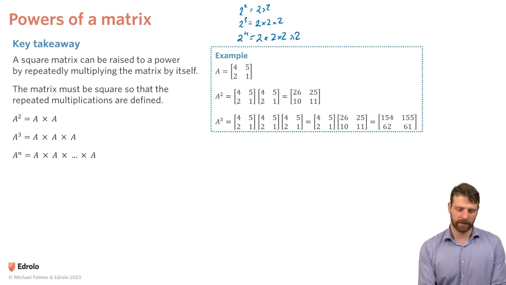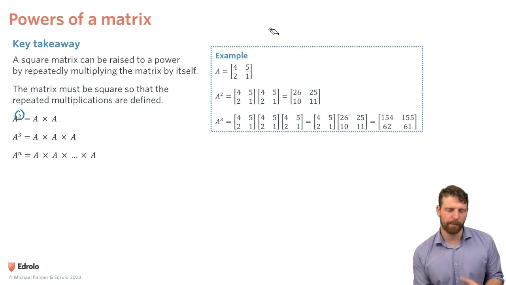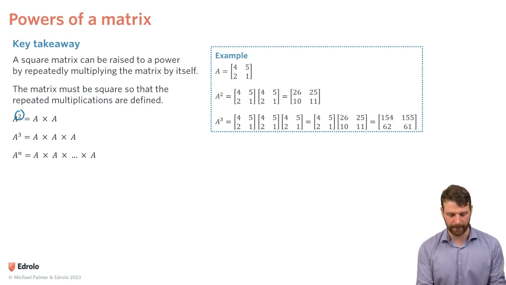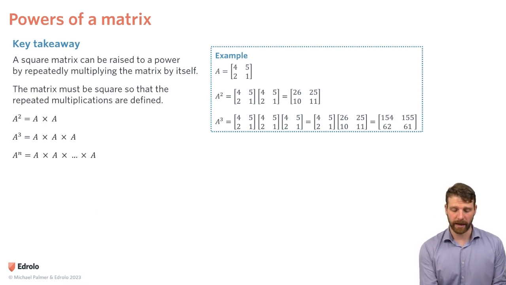If you have a little number up the top, a superscript, then that is indicating a power or a repeated multiplication. Now, it is slightly different here, because we're multiplying matrices, so it's not the same as multiplying numbers, but essentially the idea is the same. So let's read our key takeaway. A square matrix can be raised to a power by repeatedly multiplying the matrix by itself.